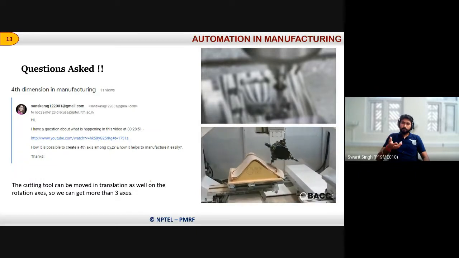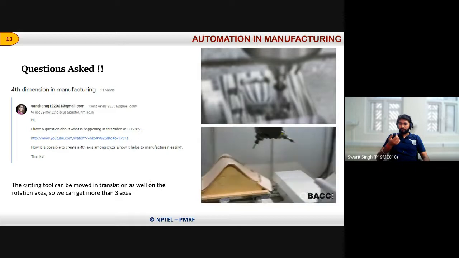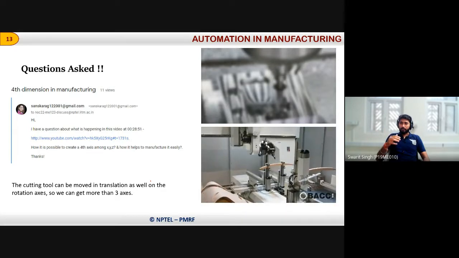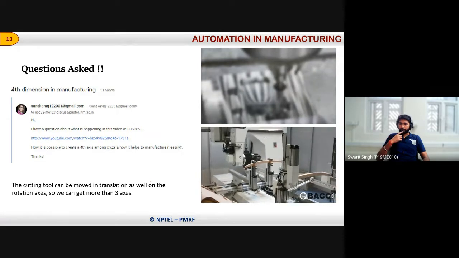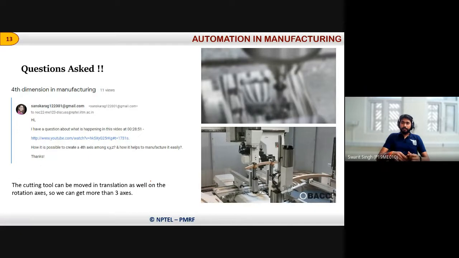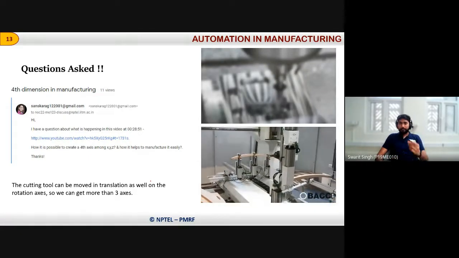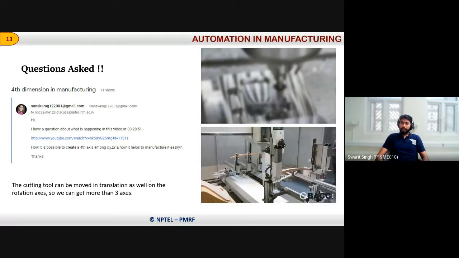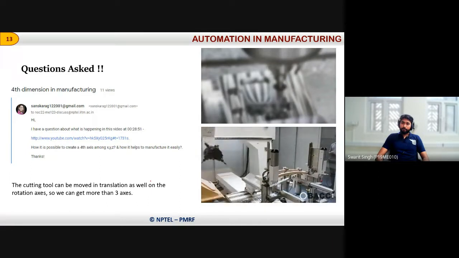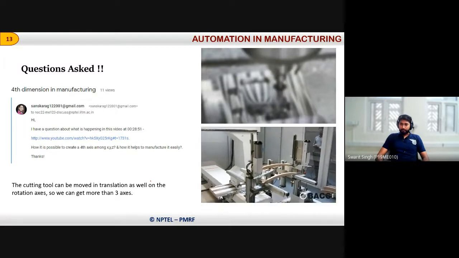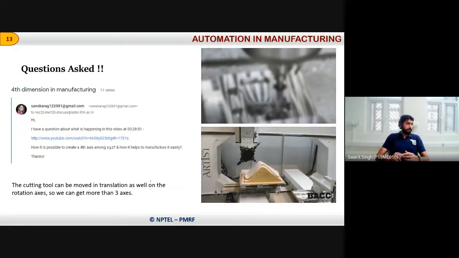I hope some of you must have seen this in your workshop, and if you haven't seen it, for that purpose I have shown it here. So now you have got the idea of how CNC machines with more than 3 axes work, why they are very important, how they make the job easier, and how they are very fast in terms of processing also.